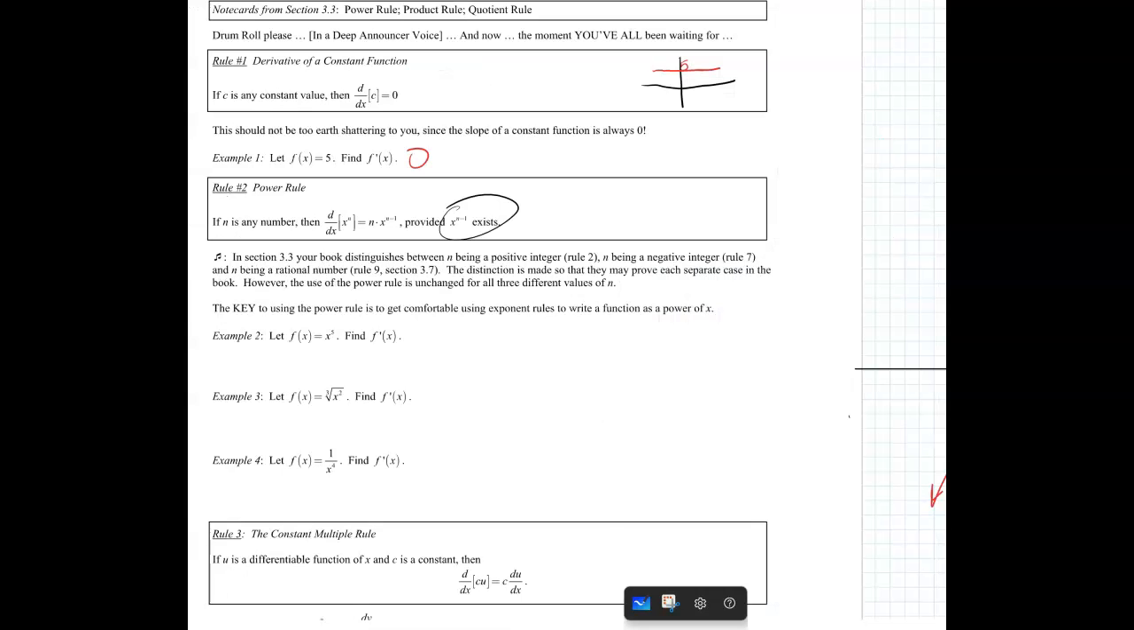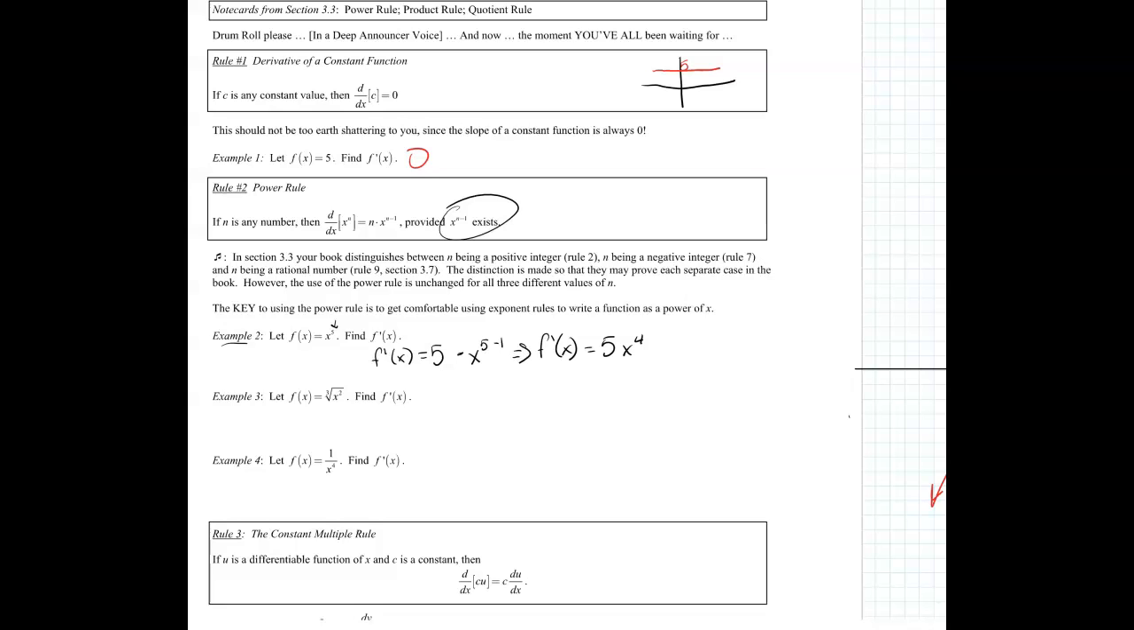Alright, so now we get to apply this to f of x is equal to x to the 5th. Find f prime of x. I'm back on example 2. So f prime of x should be equal to the number which was my exponent, which in this case is 5, times x to the n minus 1. Well, n is 5 in this case, minus 1. So all in all, f prime of x should be equal to 5x to the 4th. And that's it.